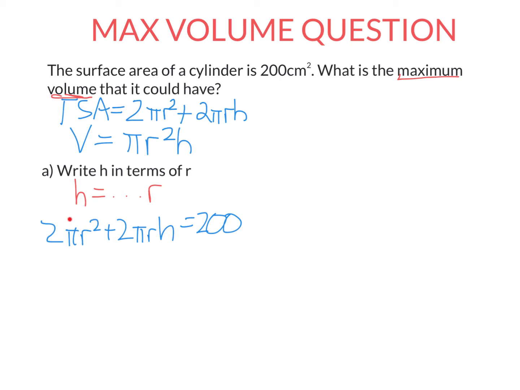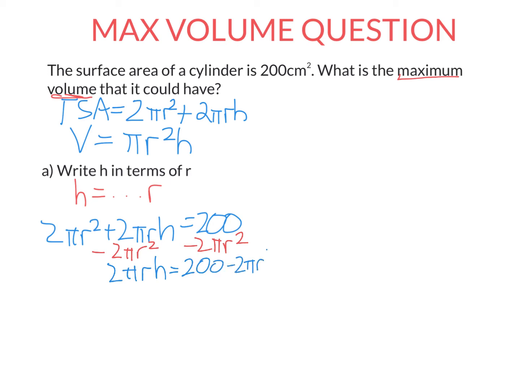So we have two terms. This one doesn't depend on H. It has no H's in it. This one does depend on H. So I can get rid of this first term that doesn't depend on H by simply subtracting it from both sides. So I'm going to start off by minusing 2 pi r squared from both sides. So that will simply give me 2 pi r h equals 200 minus 2 pi r squared.